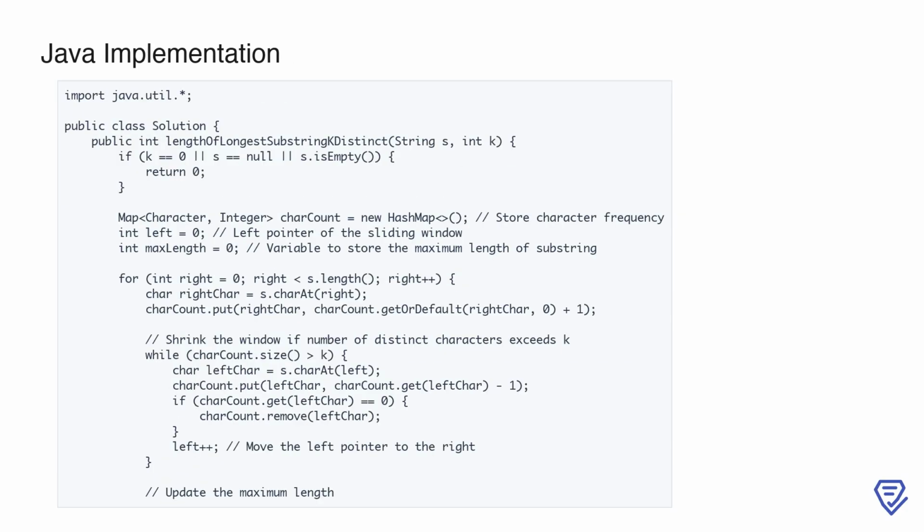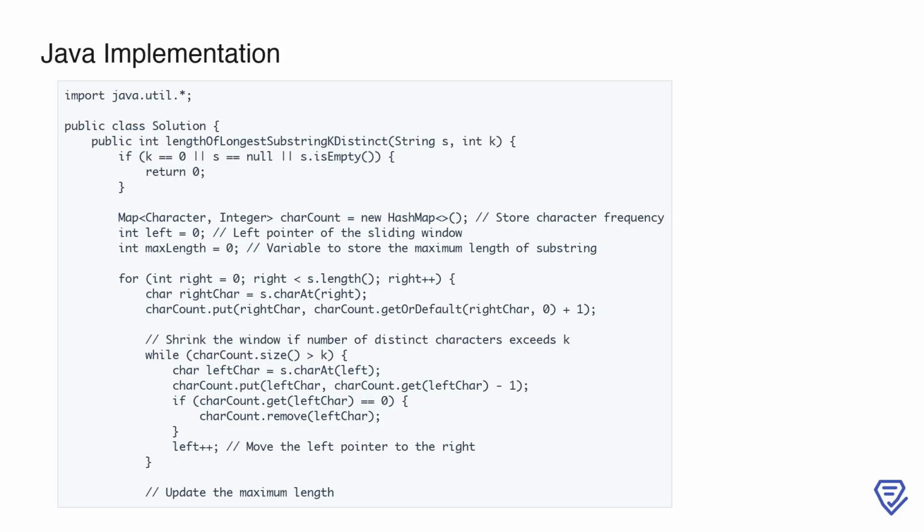Here, we start by defining the function length_of_longest_substring_k_distinct that takes a string s and an integer k as input. First, we handle edge cases. If k is 0, or the string s is null or empty, we simply return 0 since it's not possible to have any valid substring. Next, we initialize a hash map called charCount to store the frequency of characters within the current sliding window. We also set up two pointers, left, which represents the start of the sliding window, and right, which will iterate through the string. Additionally, we define max_length to track the length of the longest valid substring we find.